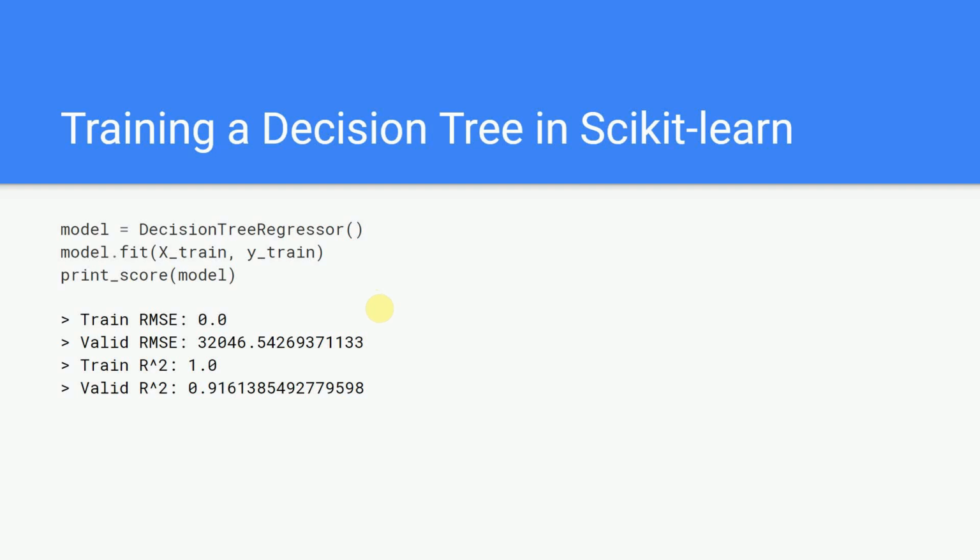So our training data includes the X values, which are our features, and the Y values, which are the sale prices. And we're done. And then we can print the score. Super easy. I told you, the hardest part was doing it by hand. A couple things you might notice here. First thing is the training root mean squared error is 0, and the training R squared is 1.